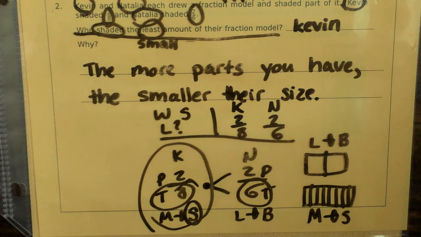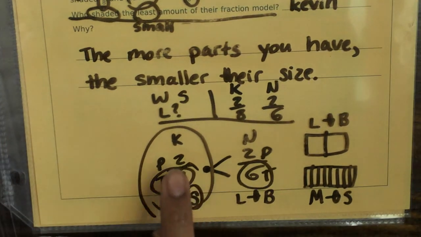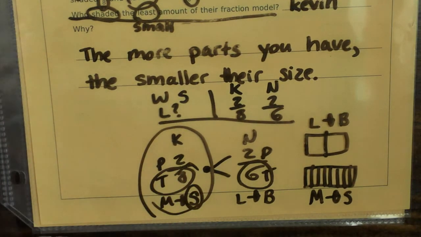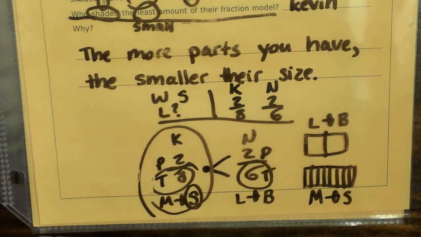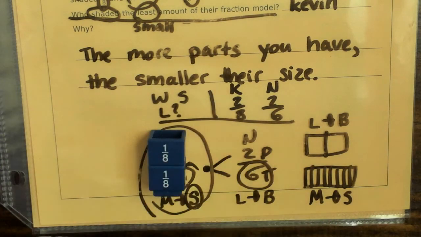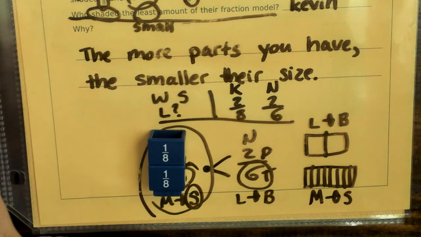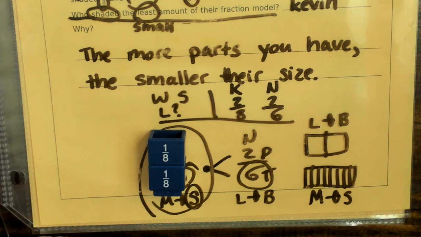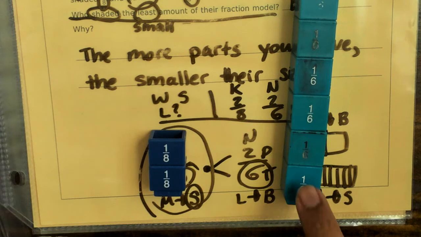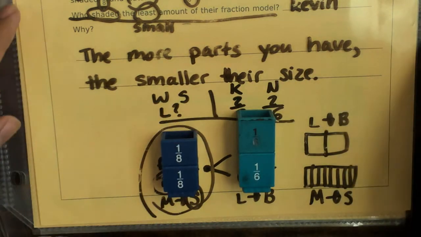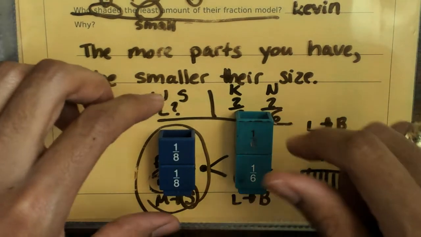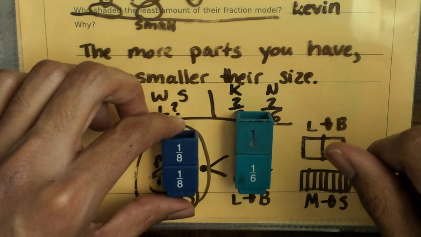If you wanted to go ahead and see that with actual fraction towers, you would need to build 2/8. So I would need the 8's fraction towers, and I would need 2 of them, so that's 1, 2. And Natalia needed the 6, because she has 6 total parts. And of these 6, she only needs 2, 1, 2. So let's compare. I did make the right comparison, so Kevin's is going to be the smaller fraction.